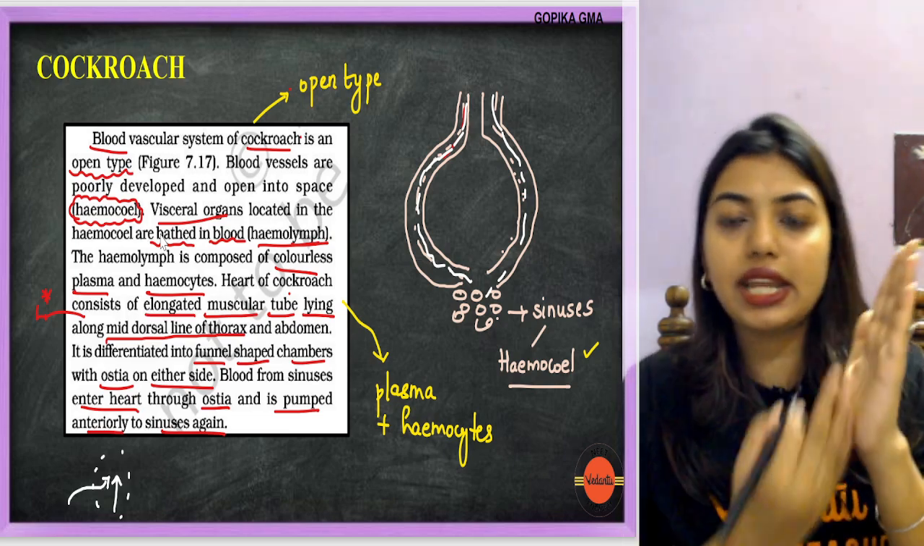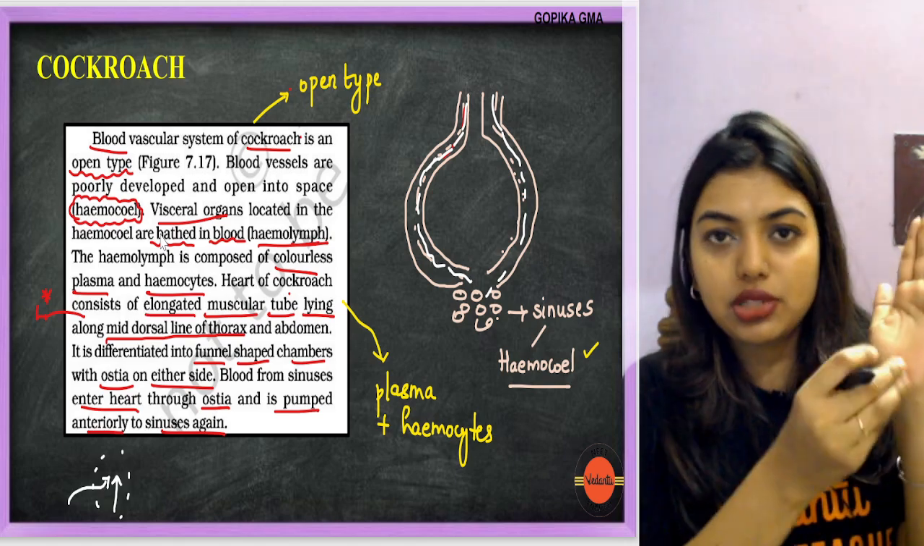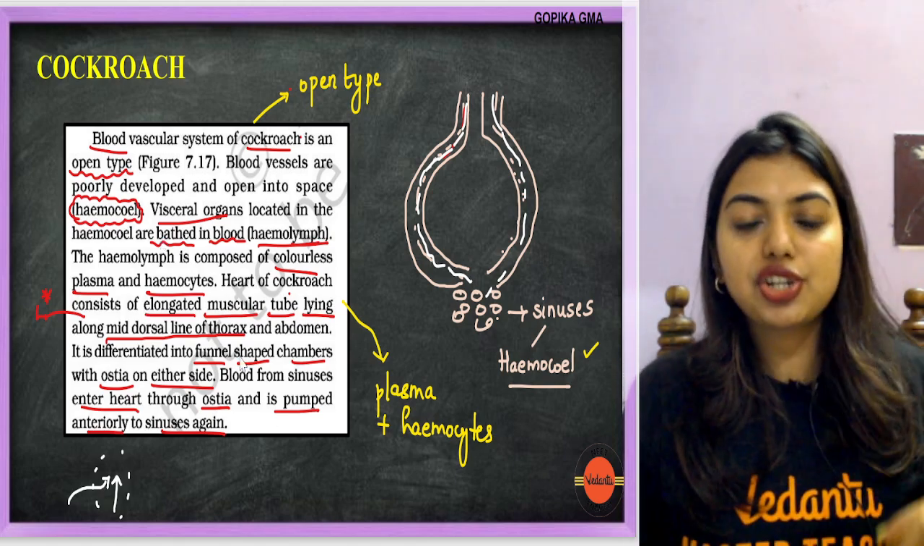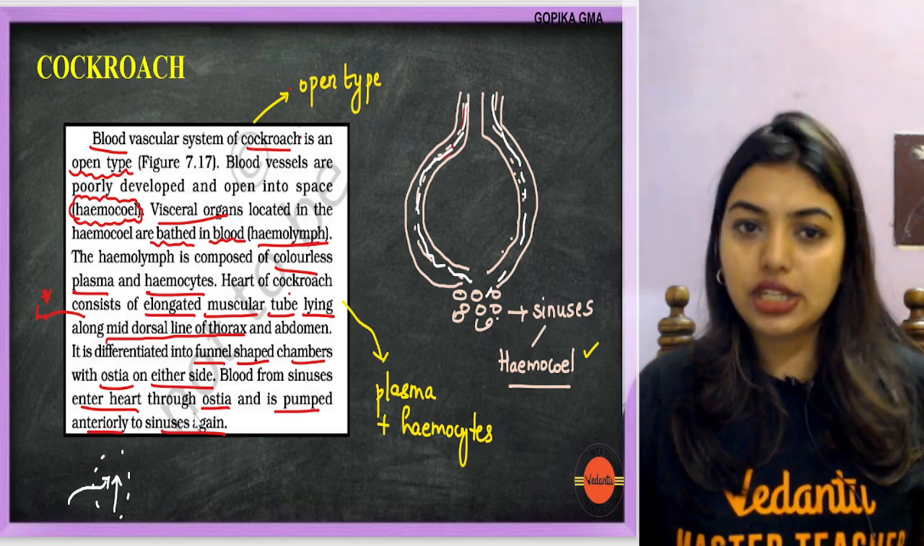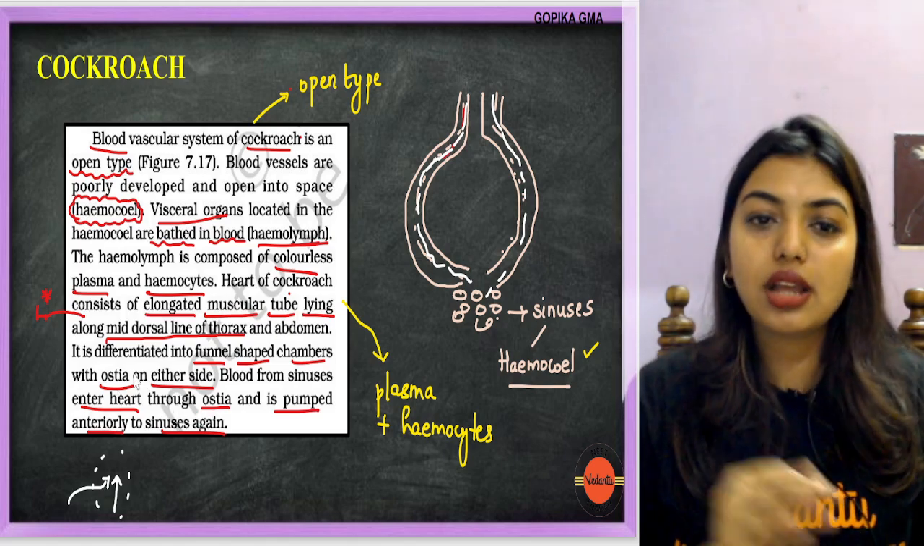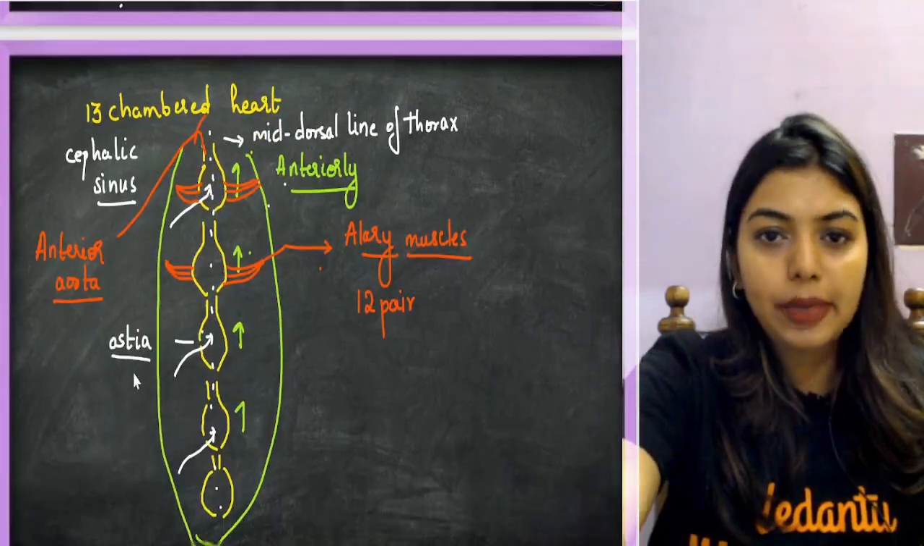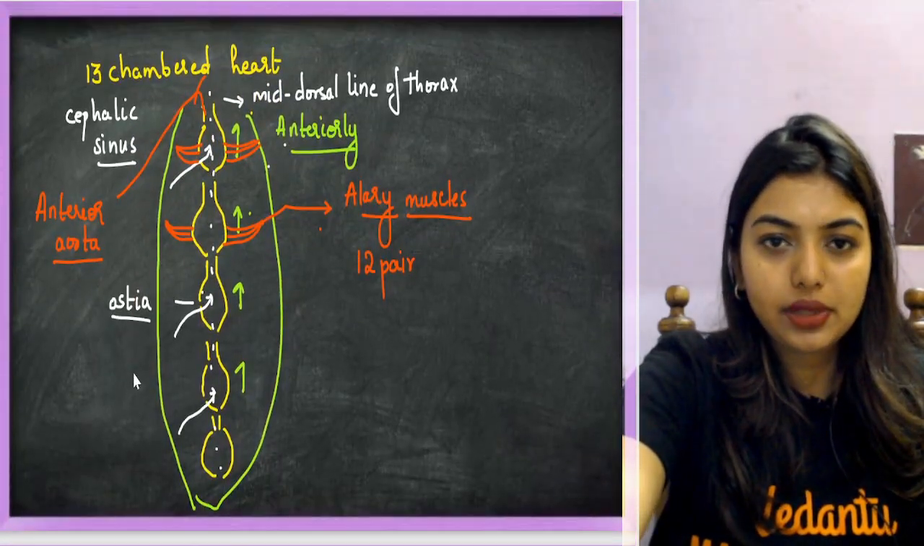A tube is running through them. Through that the chambers will be attached. Next to the chambers the muscles will be there. It is differentiated into a funnel shaped chamber with ostia on either side. Blood from the sinuses enters the heart through ostia and it is pumped anteriorly to the sinuses. Clear?